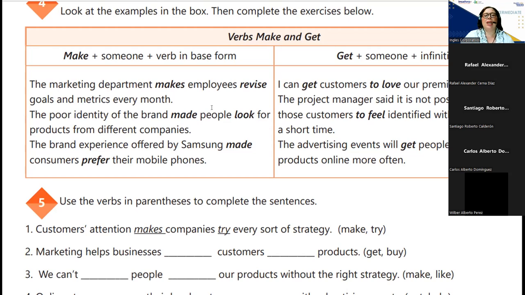Good. Y veamos el siguiente verbo era look. En realidad, ¿qué es lo que estamos buscando? Que la gente mire. Una buena identidad, right? Eso lo vamos a lograr con una buena identidad. Si fuera el contrario, una pobre identidad de la marca hace que la gente mire productos diferentes a los de nuestra compañía, ¿verdad? The poor identity of the brand made people look for products from different companies. All right. Thank you very much, Rafael. Now, who wants to read the other one?